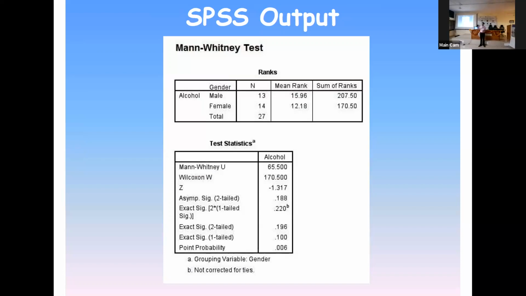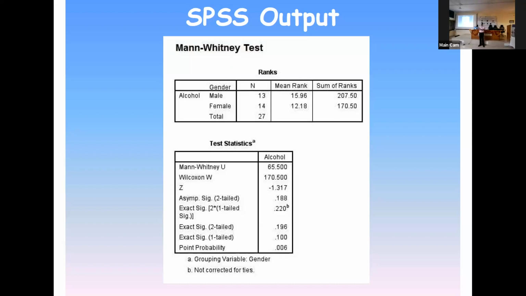Now you see, after ranking we add the ranks of male separately and we add the ranks of female separately. Now you see, if for example males are taking more alcohol, they will have bigger numbers, so bigger numbers will have higher ranks, so the sum will be higher.